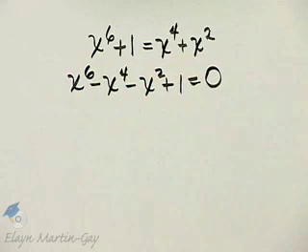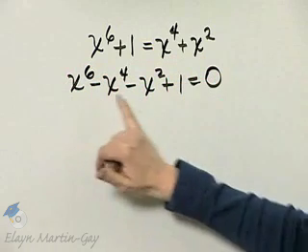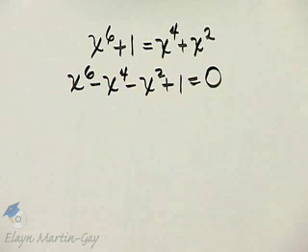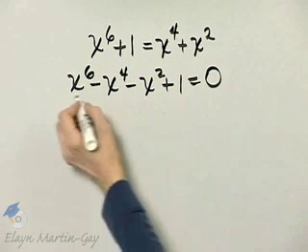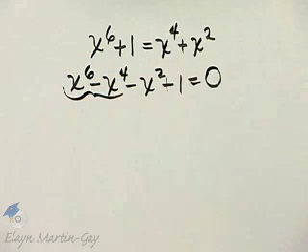And there are no like terms that I can combine. We have 1, 2, 3, 4 terms. How might I try factoring a 4-term polynomial? Well, we can try by grouping.